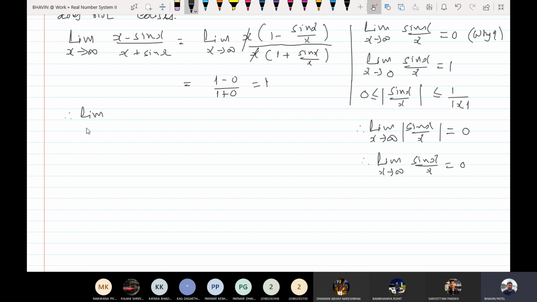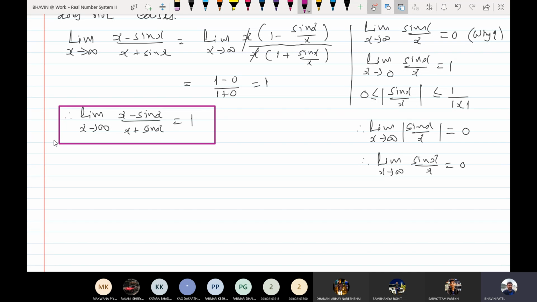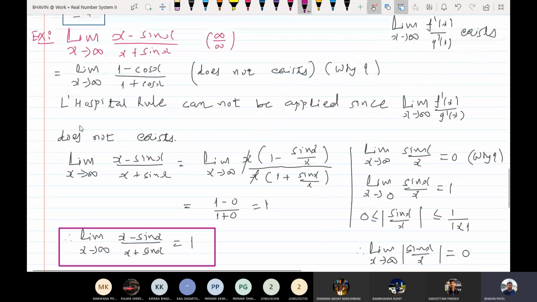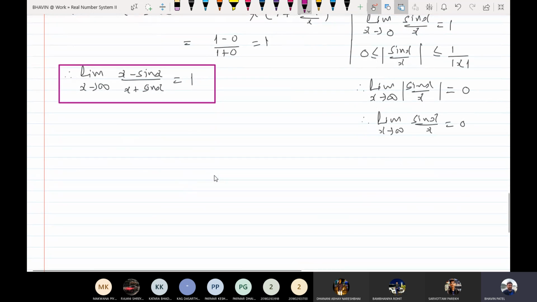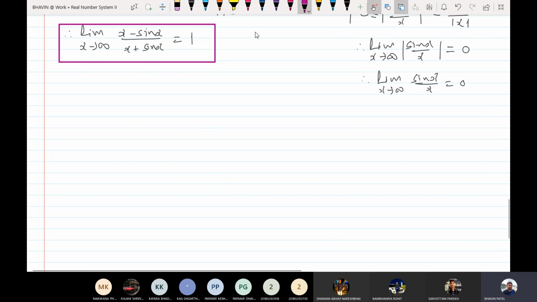So this is a very nice example, though it is small. See, we cannot solve this example by L'Hopital rule. Clear? So in the statement of L'Hopital rule, you cannot drop this condition: limit x tends to infinity, f dash x upon g dash x must exist. Then only you can apply L'Hopital rule. Okay. So now let us consider another example. Next one is this.